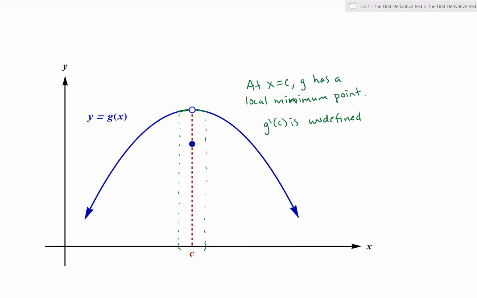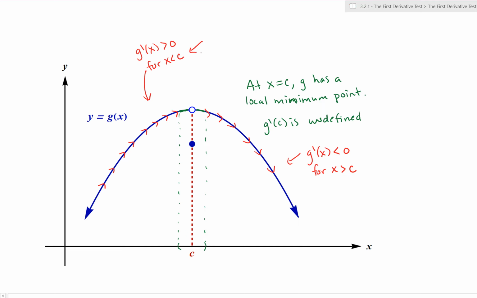But then again, look at the behavior of the derivative and the function as well. As I get close to x equals c from the left, again, we can see right here that g prime of x is positive for values of x less than c, right? The function is increasing as we get close to c from the left, and therefore the derivative must be positive. As we move to the right of x equals c, this function is decreasing. So over here, g prime of x is going to be negative, and that's for values of x that are greater than c.